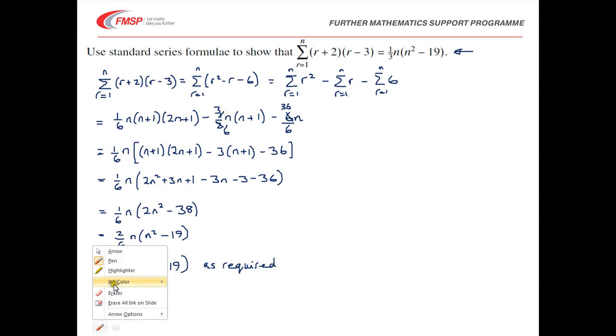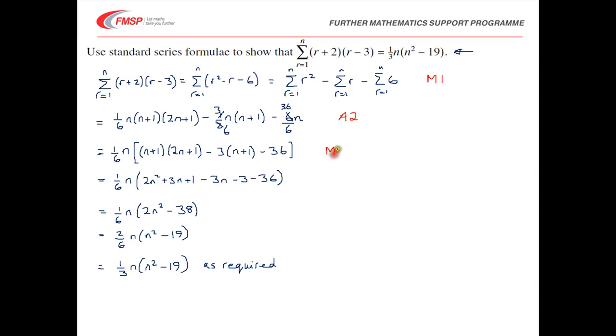Let's see how the mark scheme works for this question. There is a method mark for multiplying out the bracket and separating it into 3 sums. There are then 2 accuracy marks for using the formulae correctly, minus 1 each error, so you need to get 2 of them right to get the first mark and all 3 of them right to get the second.